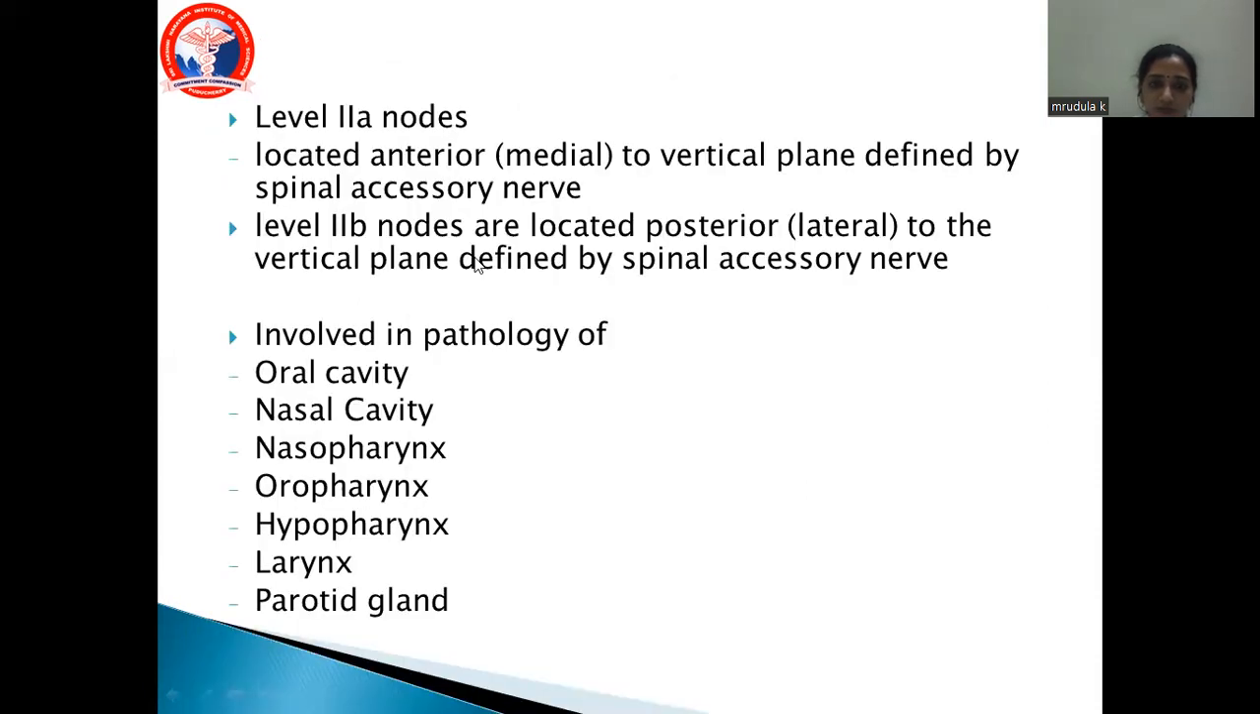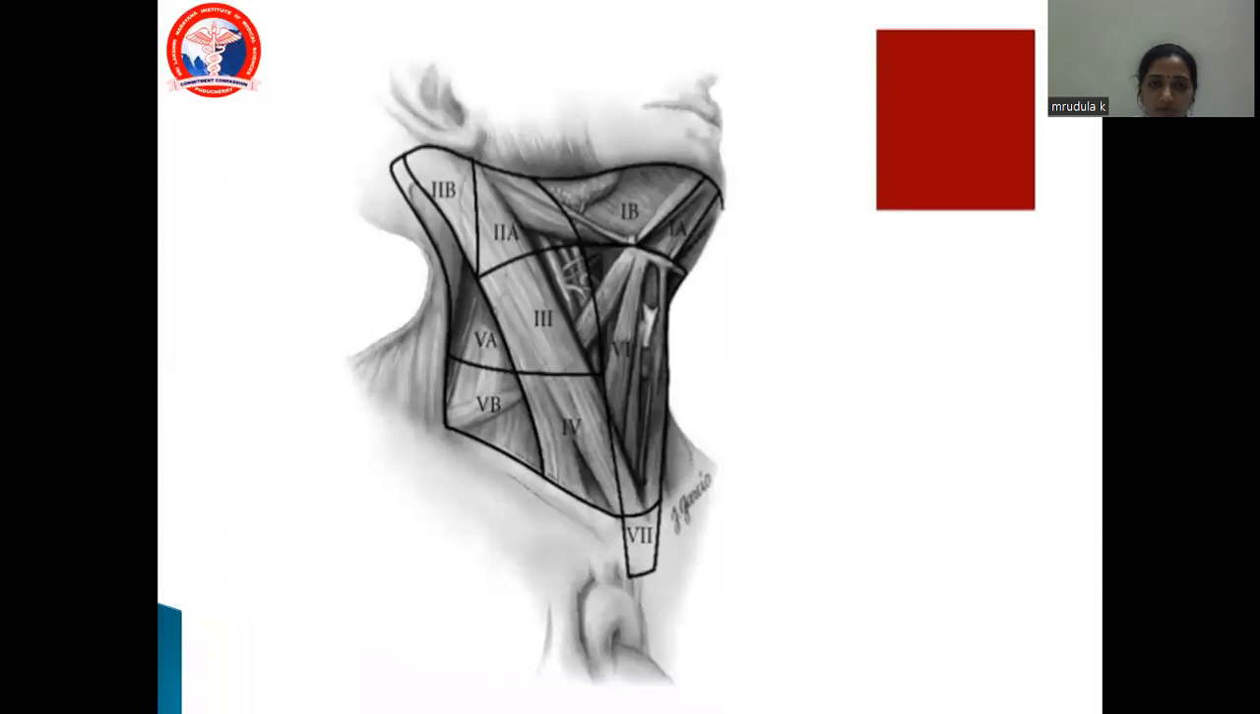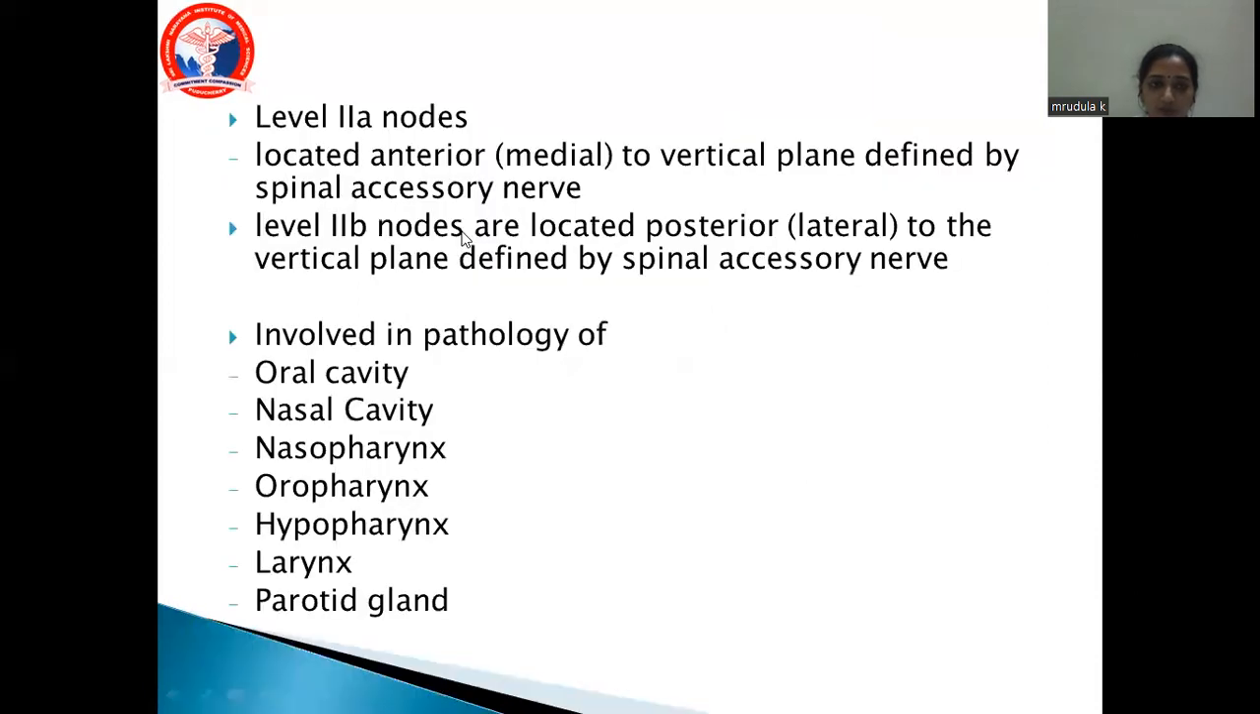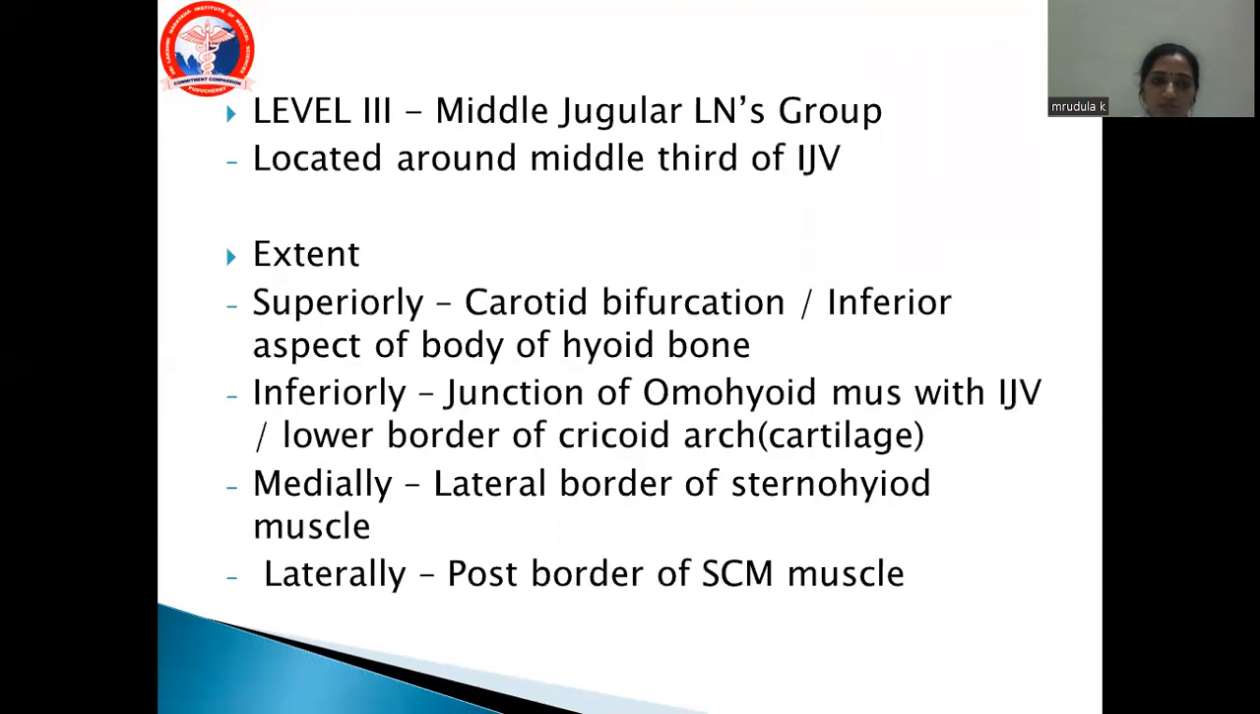Level 2A nodes are located anterior to the vertical plane defined by the spinal accessory nerve. Level 2B are located posterior to the vertical plane defined by the spinal accessory nerve. So this is roughly the spinal accessory nerve, which is dividing 2A and 2B. They are involved in the pathology of the oral cavity, nasal cavity, nasopharynx, oropharynx, hypopharynx, larynx, and parotid.